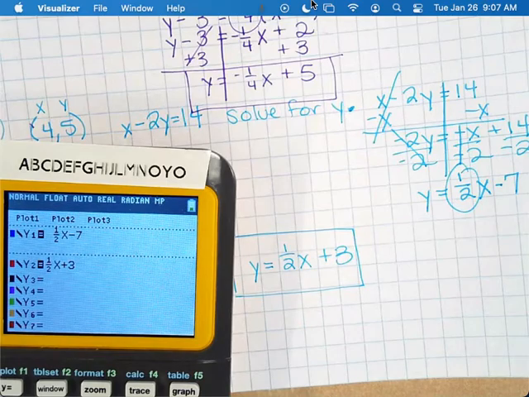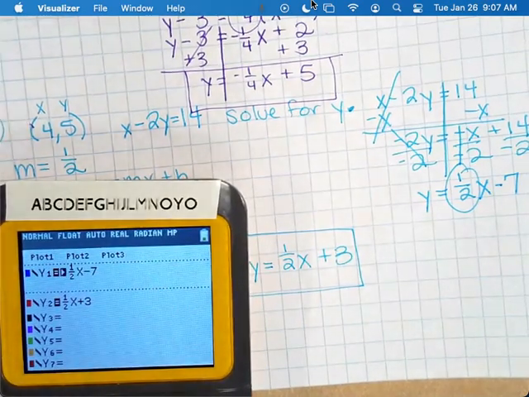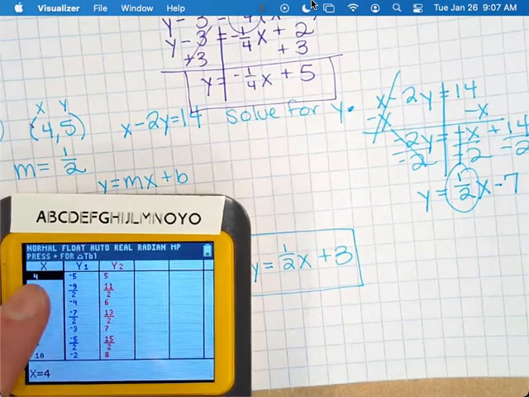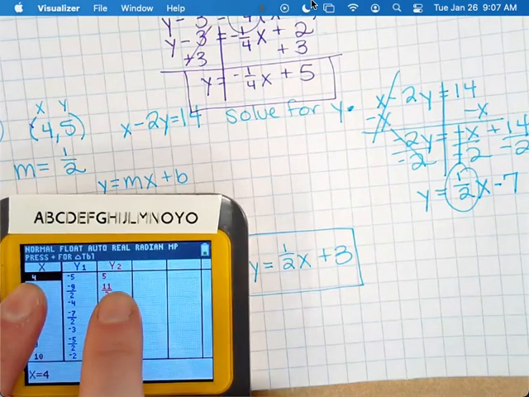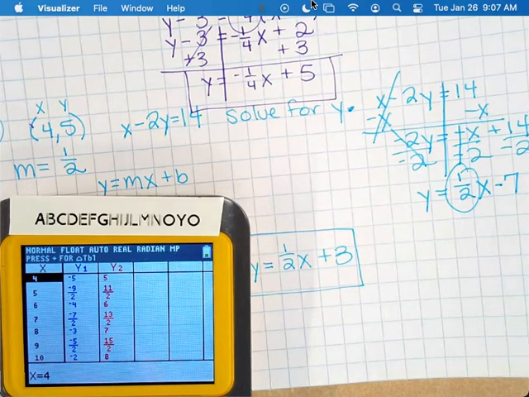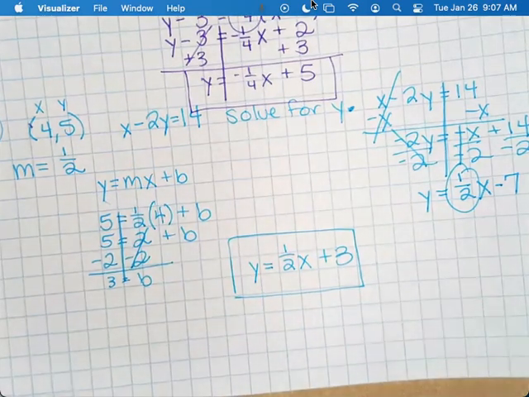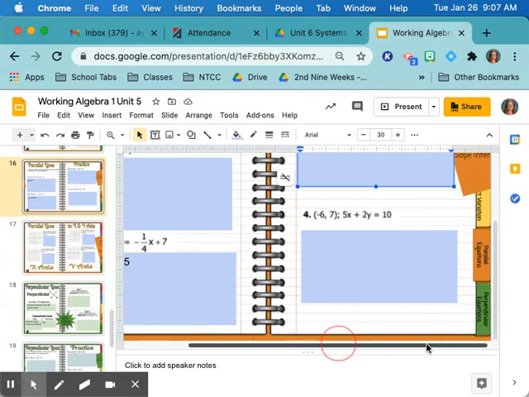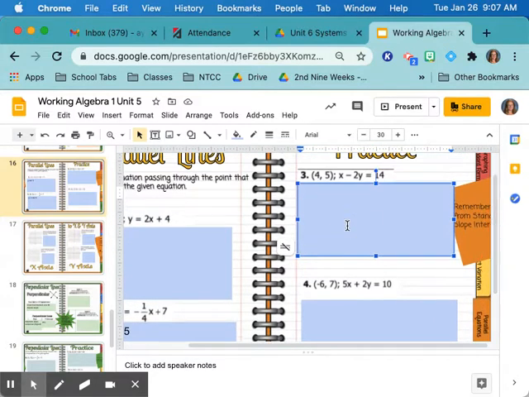So then the next thing we check to make sure is that (4, 5) is a point on that. Let's go to table. We're going to do 4 for x, and for the second one, 5. (4, 5). It's there, right? So that's good. Okay. So let's put that here. We're going to skip number 4 for now.